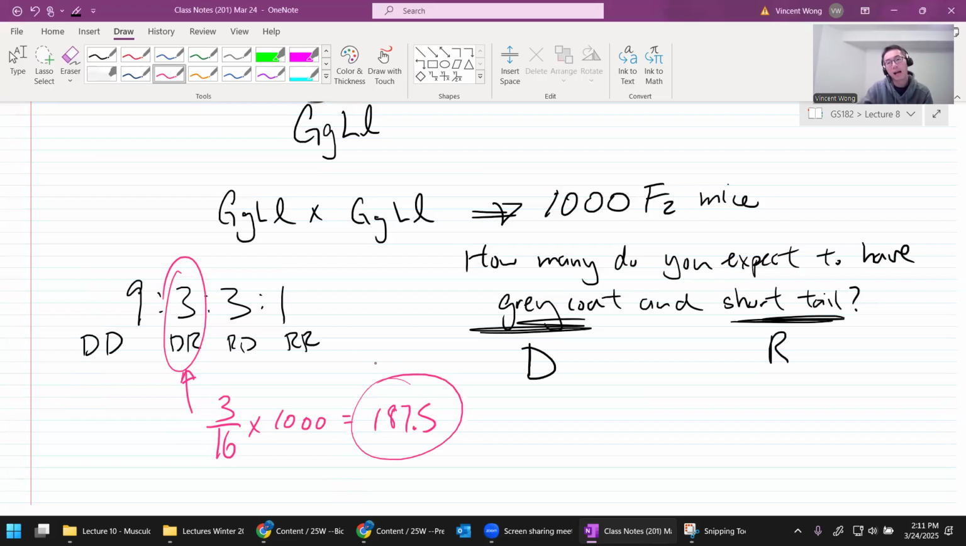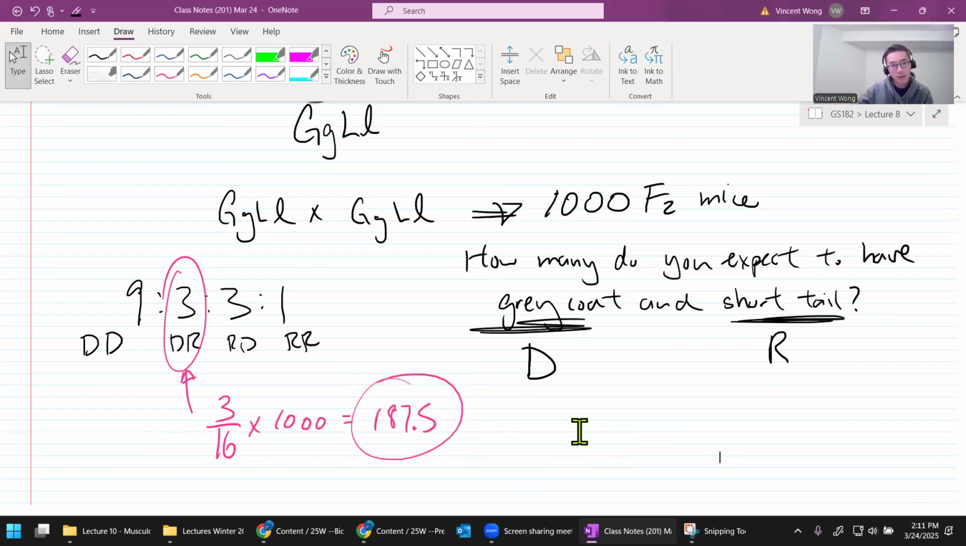Now, does that mean you're going to have exactly 187 or 188? Not really, okay? These are just percentages, probability. It's like if you flip a coin 10 times, are you going to get exactly 5 heads and 5 tails? No. But probability-wise, you will get roughly near this number. The bigger your sample size, the more closely it's going to get to the percentage.